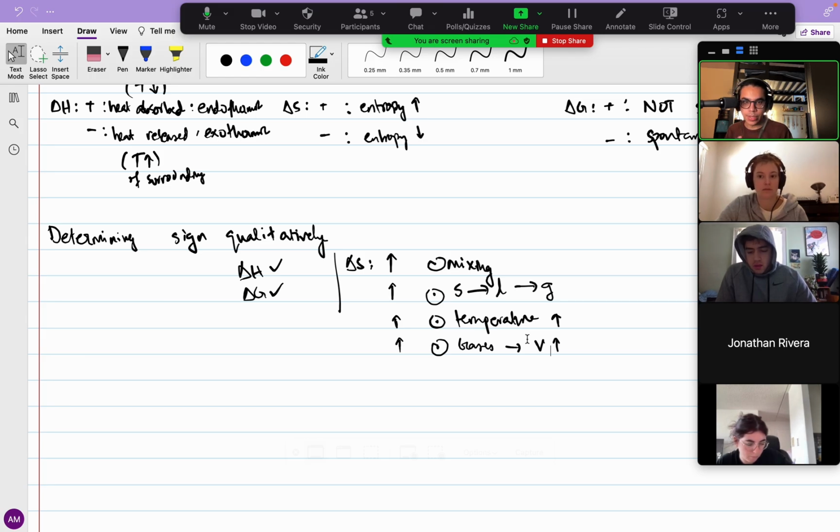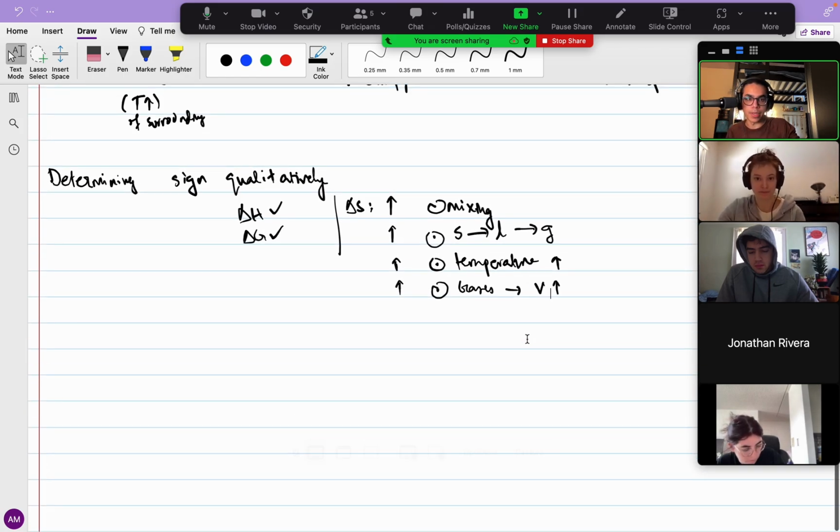If entropy increases with these processes, entropy decreases in the reverse processes. So as opposed to mixing, if you filter something, entropy goes down. If you go from gas to liquid or liquid to solid, entropy goes down. If you decrease temperature, entropy goes down. If you decrease volume while keeping temperature constant, entropy goes down. Okay, so that's qualitative, easy to figure out.